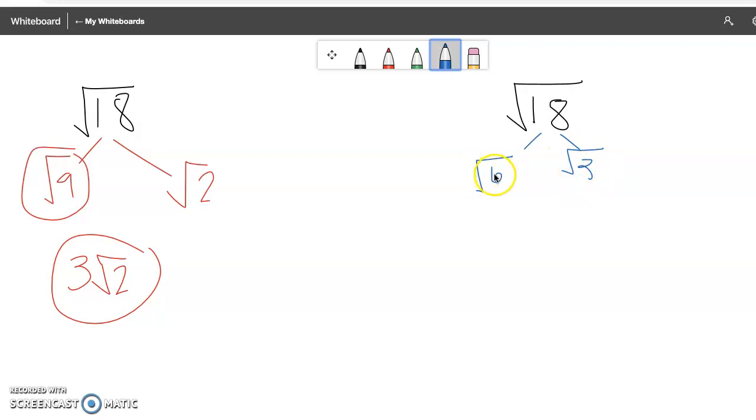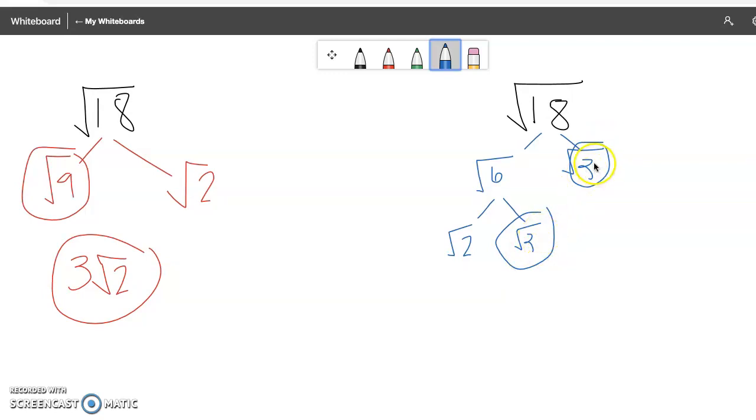Then I'm looking at 6. 6 is a composite number, so I can continue to break it down with other factors. And I know that I have the square root of 2 times the square root of 3 is equal to the square root of 6. So now I've broken down this factor tree as far as it can go. I don't have any perfect squares, but I do have 2 square roots that are exactly the same, which is the square root of 3.